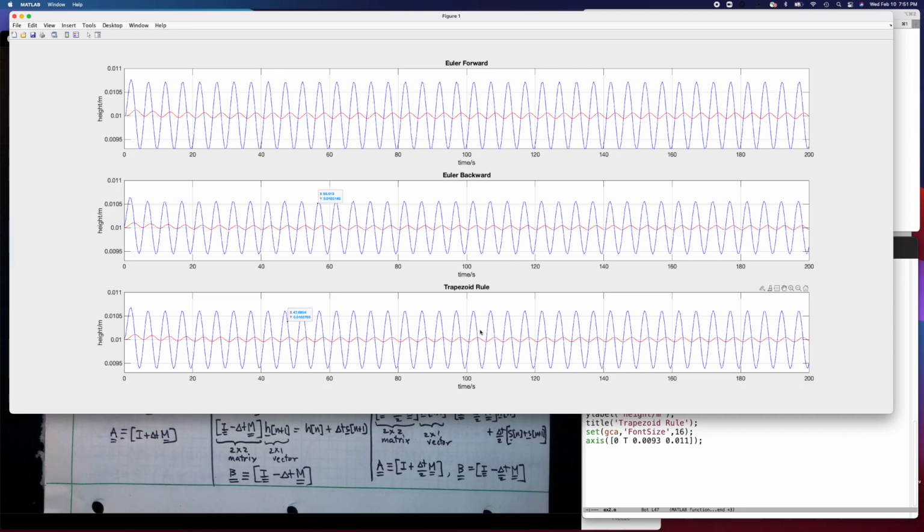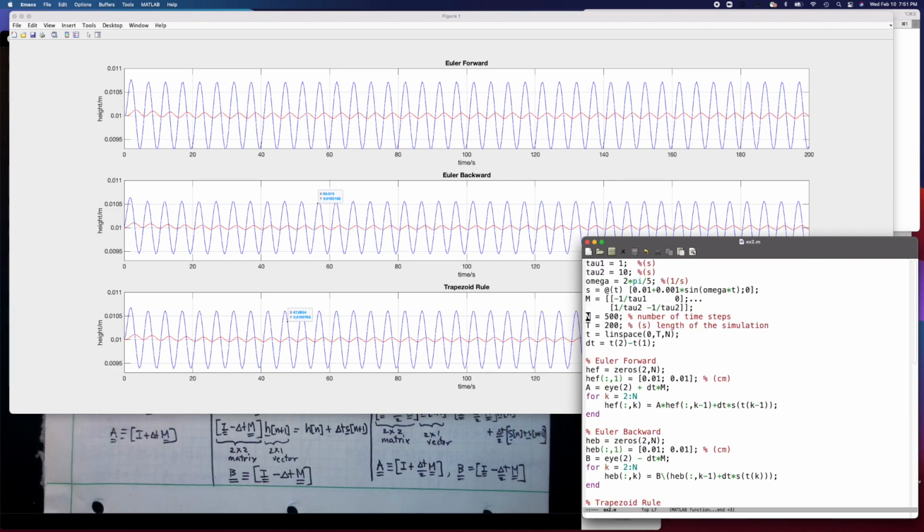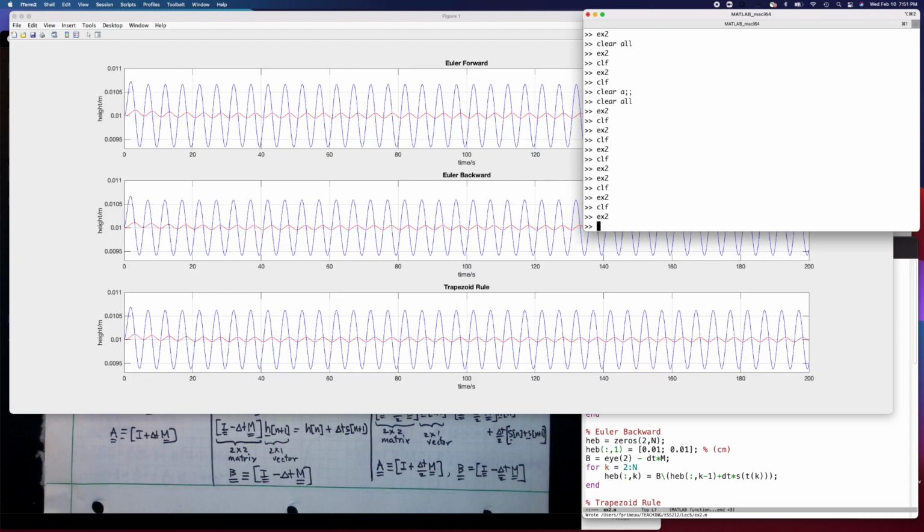Now, it turns out that the trapezoid rule is the most accurate of all the three. And so if I further reduce the time step, this one should converge more quickly to a stable answer that won't change as we decrease the time step. But let's try it. So the number of time steps here was 500. Let's double it to be 1,000. And run the model again. CLF, example 2. And now we still see some difference in the size of the amplitude here for the height, but maybe a little bit less.